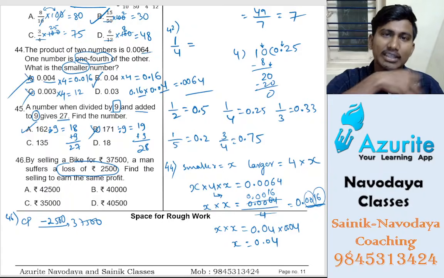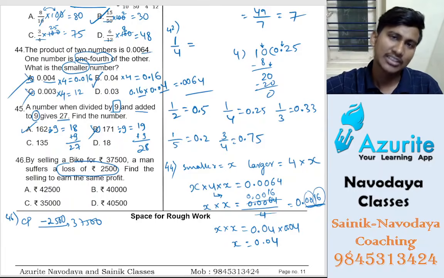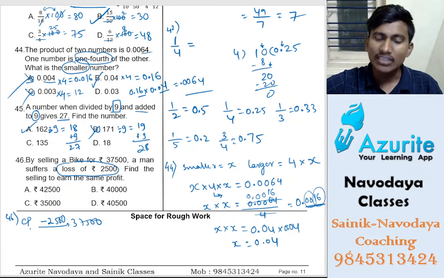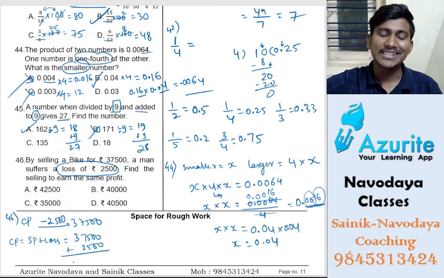Loss is 2,500. What will be the cost price then? That will be bigger, from which if you minus 2,500 you will get 37,500. So to find the cost price we have to add. That is selling price plus loss. So what will be the answer? 37,500 plus 2,500, if you do, you will get 40,000, right?